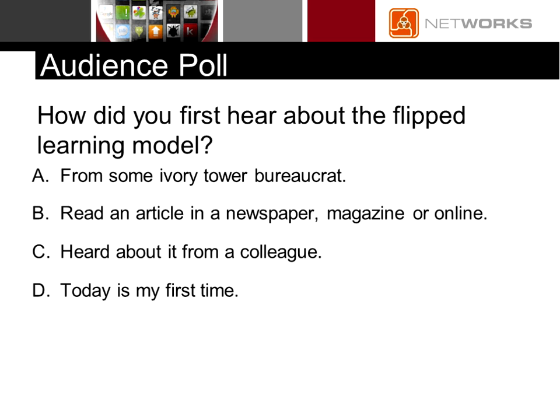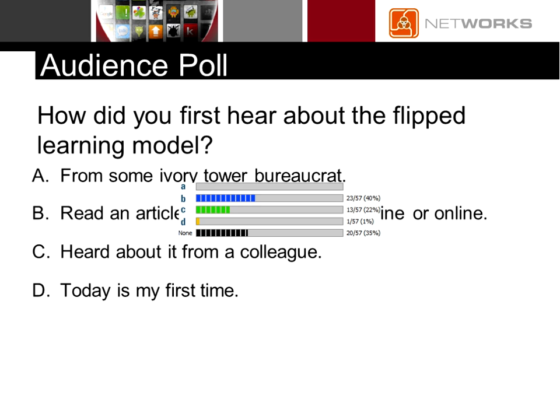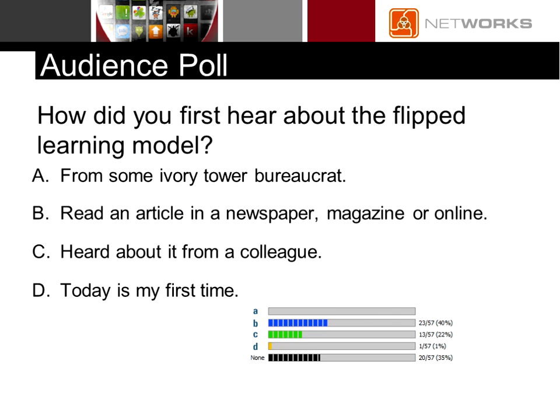All right, I'm going to show the poll results now that people have voted. Can we see the results? Hey, there are the results. Okay, so mostly B and C. And just one person today is hearing about the flipped classroom for the first time. So you've been reading articles and hearing about it from colleagues.